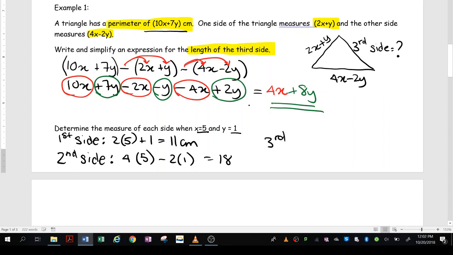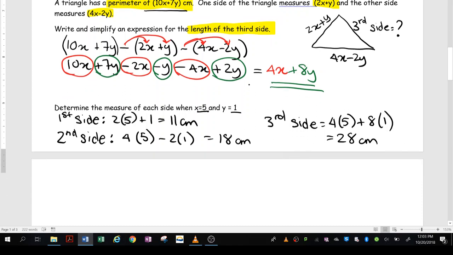And lastly, our third side. Our third side is up here. So 4 times 5 plus 8 times 1. So that's 20 plus 8 is 28 centimeters. And that's the value of all three sides when x is 5 and y is 1. Okay, let's look at another example.